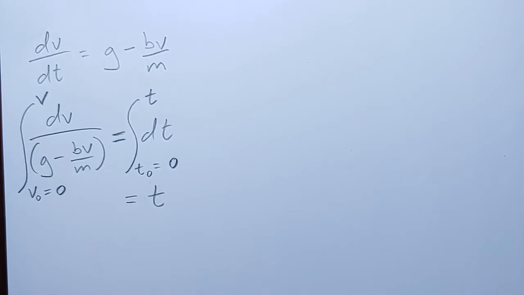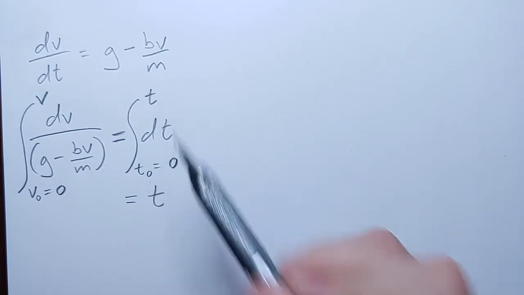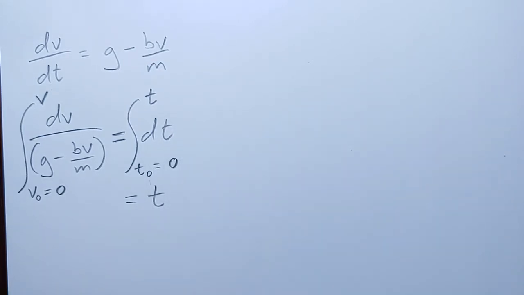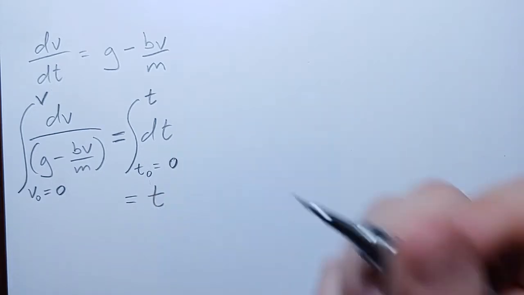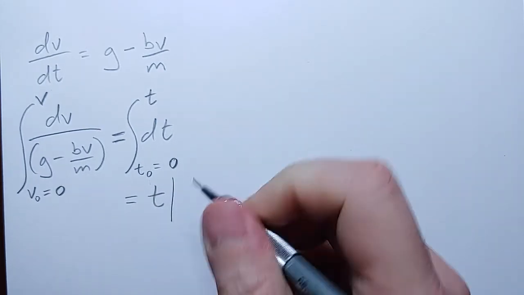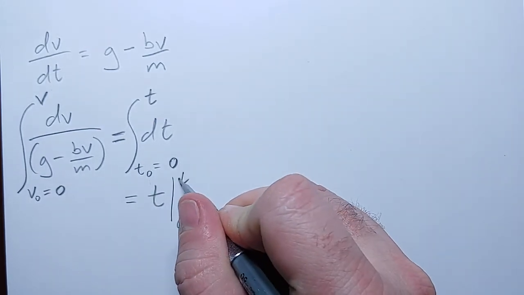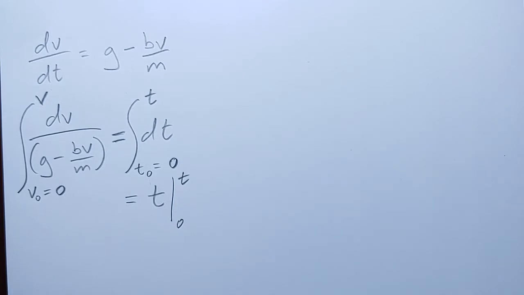Now, you could do this as the indefinite form with the constant, and that's fine. You would then just use these boundary conditions to figure out what your constants are, and that's absolutely fine. But in this case, if we integrate dt, we're going to get t evaluated from 0 to t, which is just t. Okay, cool. So the right side's easy.